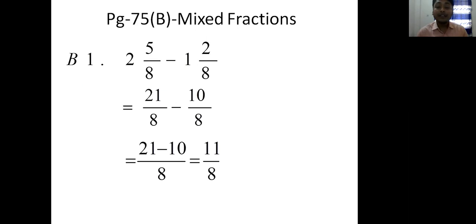But 11, the upper one, is bigger. That's why we have to change it to a mixed number again, by doing division. So 1 whole 3 by 8 will be our answer. The same things as usual.